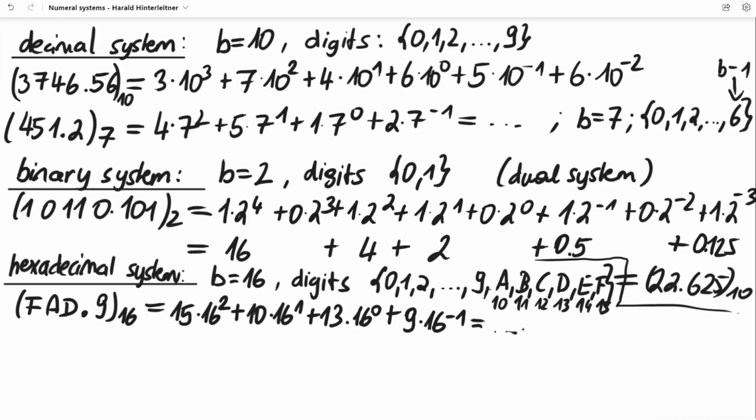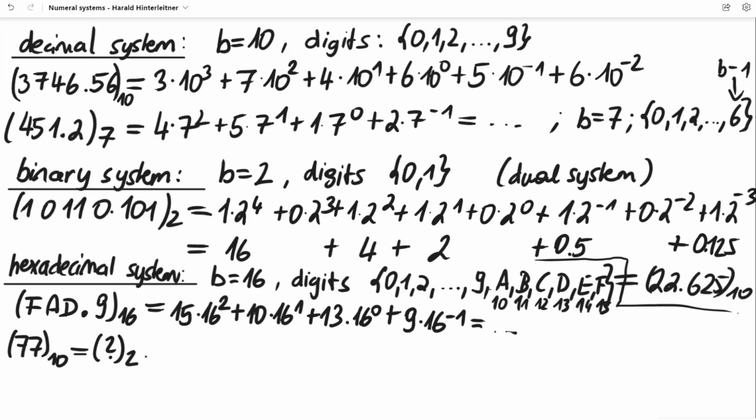So this is the procedure how to convert numbers with the base b. So we have converted 7, 2 and 16 into the decimal system. Now let's look at the reverse direction. A decimal number is given and it should be converted into a binary or a hexadecimal number. And we just start with an example. I start with 77 in the decimal system and I want to convert it to a number in the binary system.